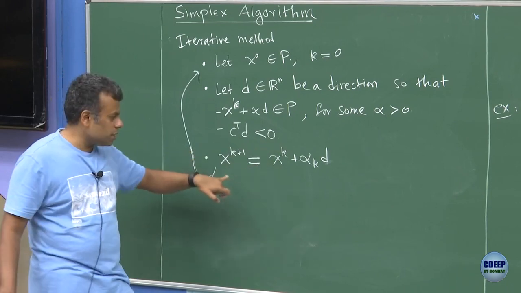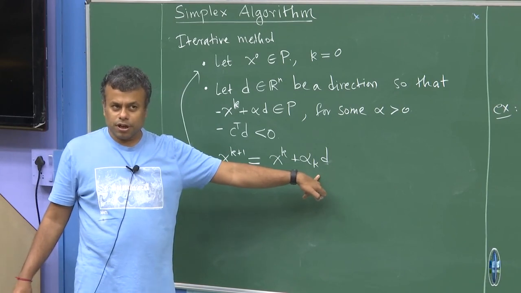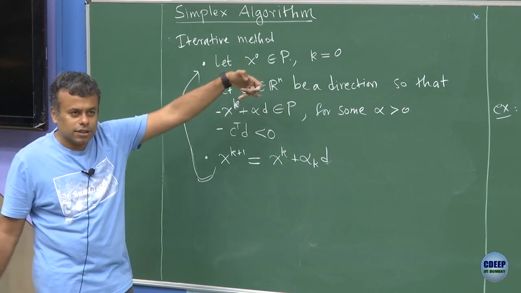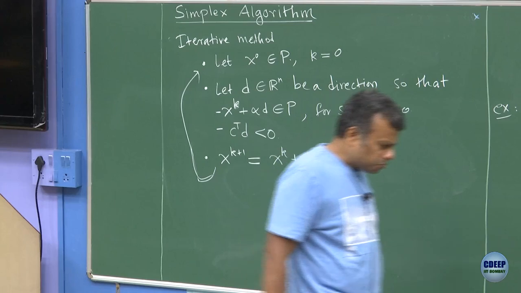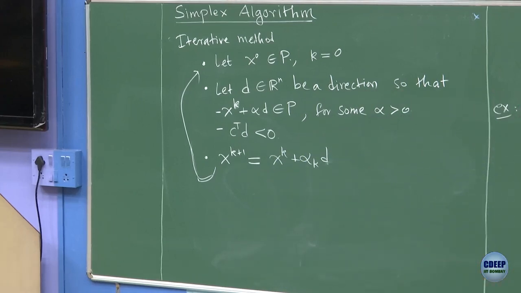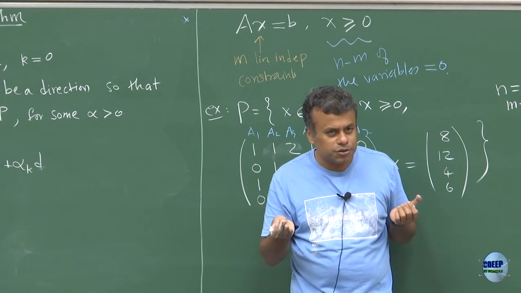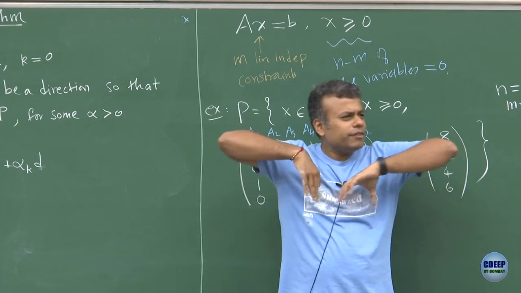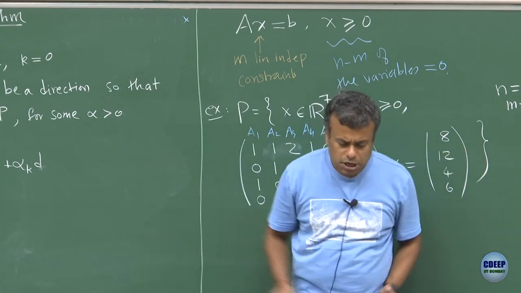And then what I'm going to do is move in that direction for some step length alpha k, and then start over again. That's the idea. If you think about it, this is the idea of any iterative algorithm. I'm at a point. Can I move along a direction so that I'm still feasible and my objective value is reducing? If I can do that, then take a step in that direction. So when we talk about steepest descent and things like that, it's exactly how it behaves.